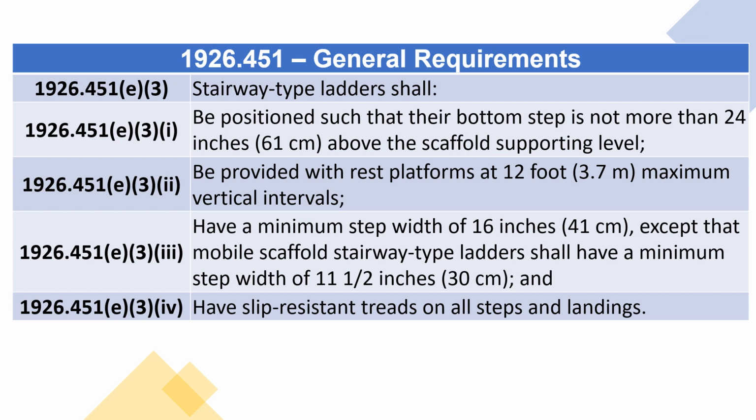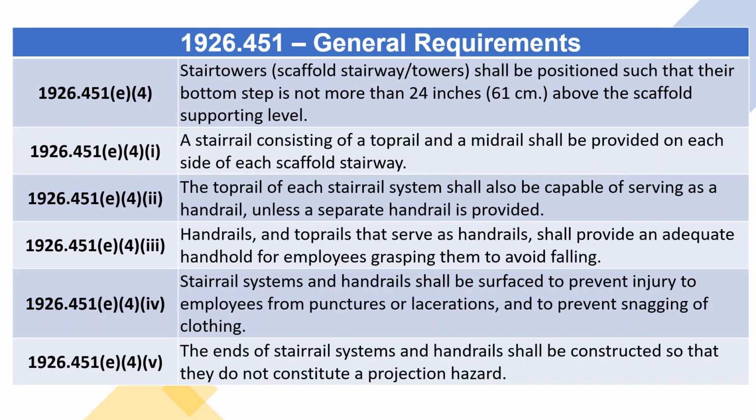1926.451(e)(4). Stair towers (scaffold stairway/towers) shall be positioned such that their bottom step is not more than 24 inches (61 centimeters) above the scaffold supporting level.